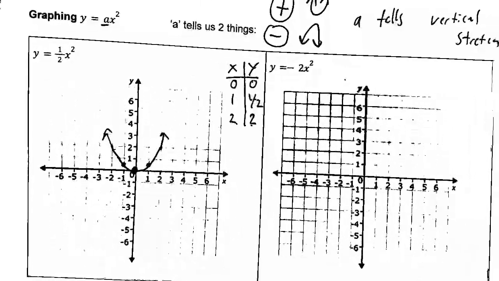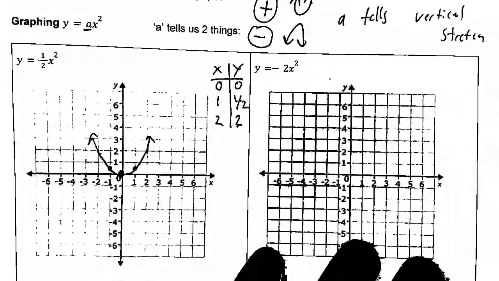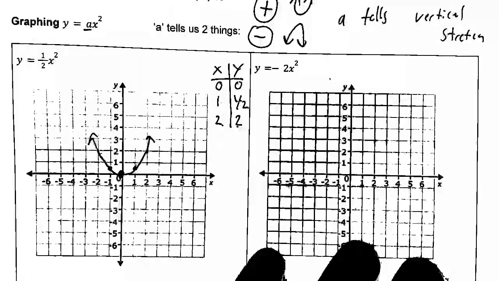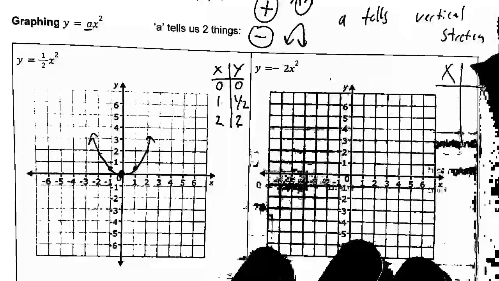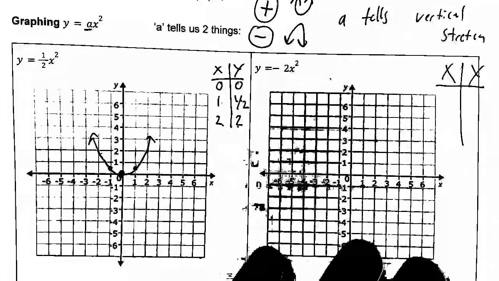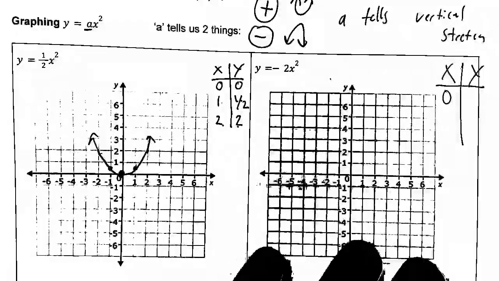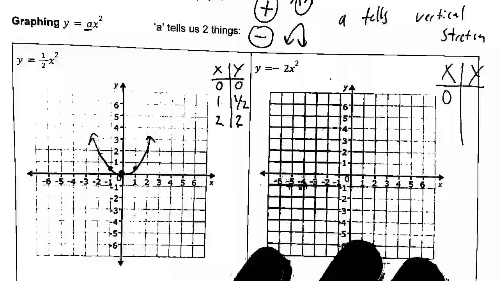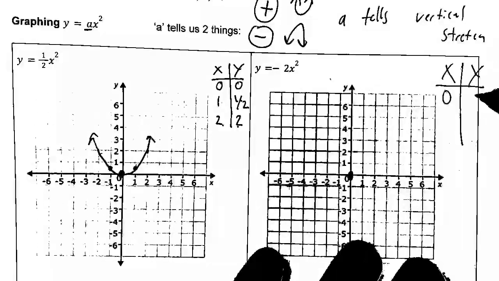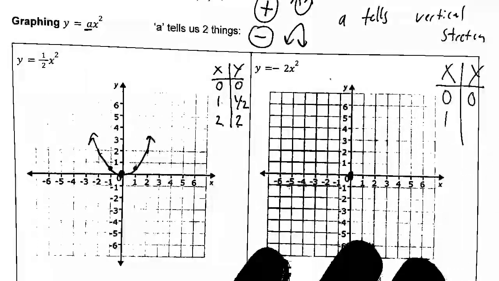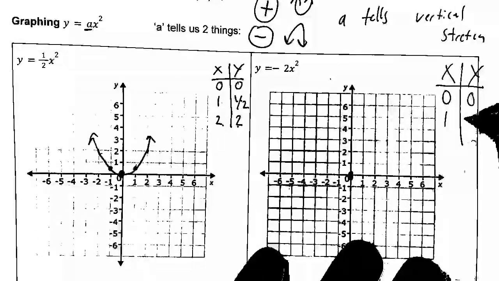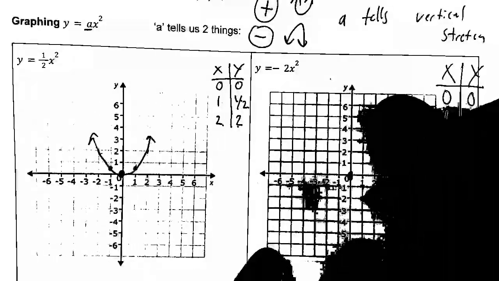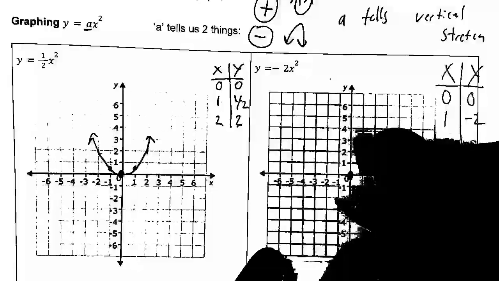Okay. Next one. -2x squared. Is it going up or down? Down. Okay, let's do the same thing. Plug in some points. What's a good point to start with? 0. What's 0 squared? 0. What's 0 times -2? It's just 0, right? So 0, 0. How about 1? 1 squared is 1. What's 1 times -2? -2. So 1, -2 is a point. And because it's symmetrical, this also must be a point.